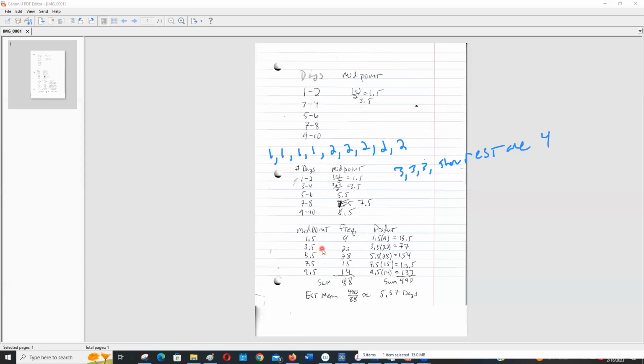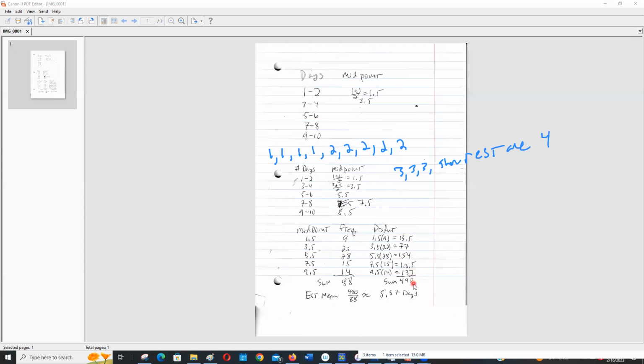And then, because we're guessing there are 9 people with 1.5 days off, we're going to multiply those and get 13.5. And 3.5 times 22 is 77 days total for that bin. And 5.5 times 2.8 is that number, and so on and so forth. So these are my estimates of the total number of days off in each bin.